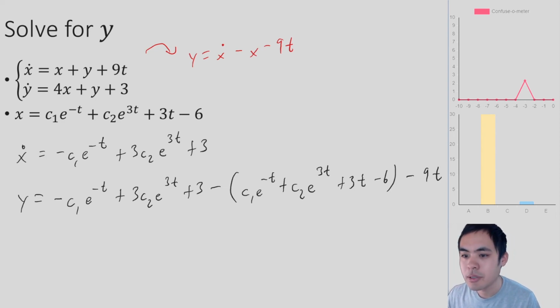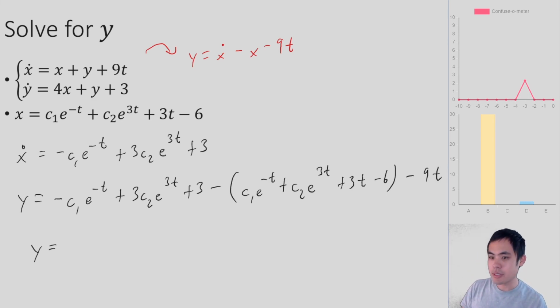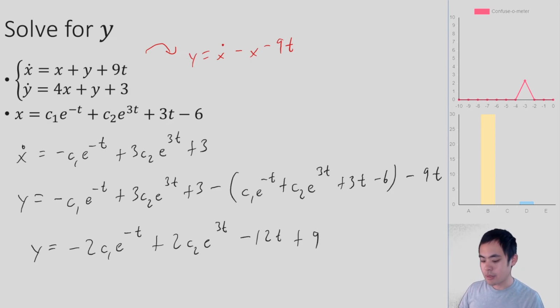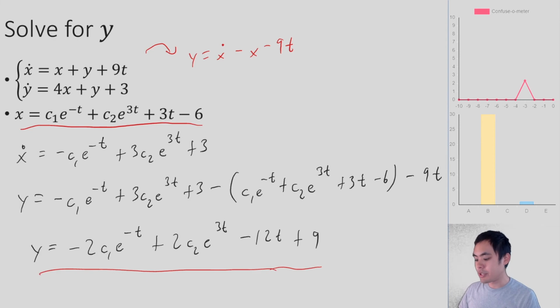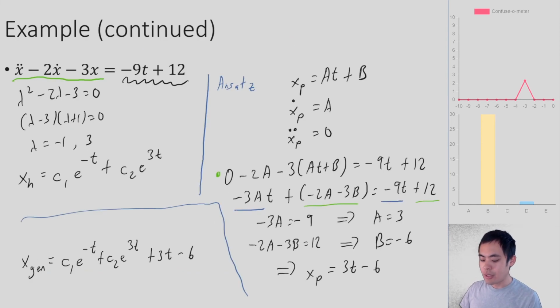Wait, was that minus 9t? Yes, minus 9t. And when we simplify this, this gives you y is equal to minus 2c1 e to the minus t plus 2c2 e to the 3t minus 12t plus 9. And so this gives you solutions for both x and y for this inhomogeneous problem. And the main difference here is because it's inhomogeneous, you had to add together a homogeneous solution and a particular solution, which you got by guessing using this ansatz.